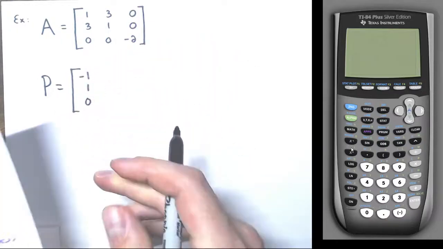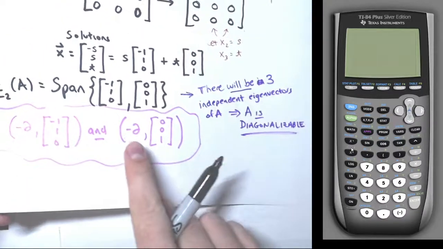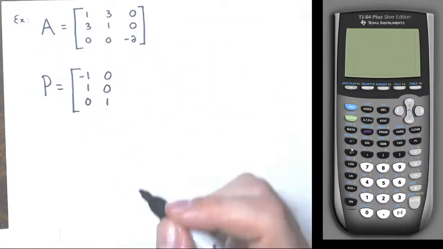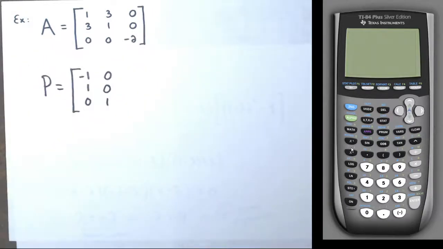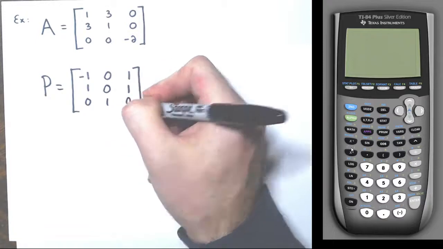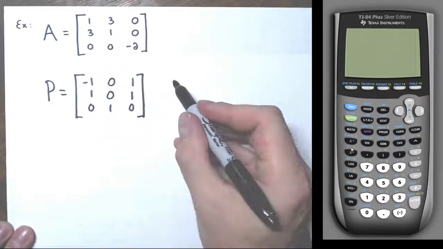One eigenvector, and then another eigenvector independent of that, corresponding to the same eigenvalue, was 0, 0, 1. So I'll make that the second column, 0, 0, 1. And then the third one we found was 1, 1, 0, corresponding to 4. All right, this matrix should diagonalize matrix A.